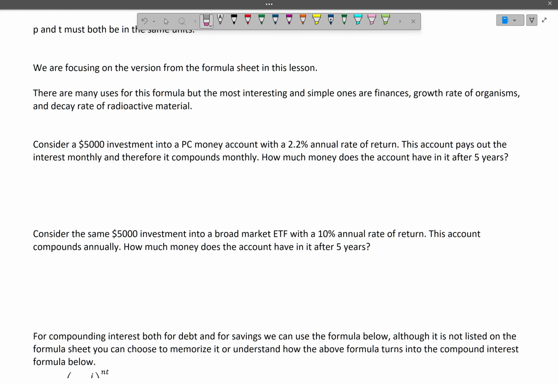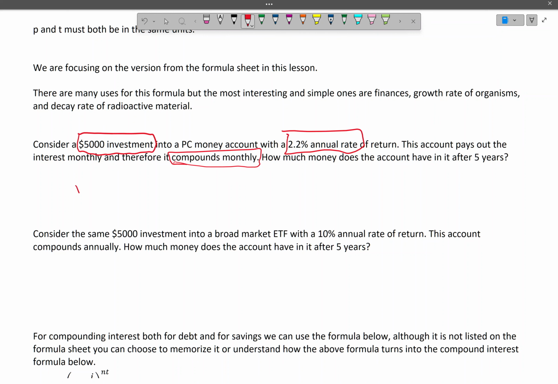Okay, so here we have a question. Consider a $5,000 investment into a PC money account with a 2.2% annual rate of return. This account pays interest monthly and is therefore compounded monthly. Okay, so this 2.2% is an annual rate, but it compounds monthly. And we start with a $5,000 investment. How much money does the account have in it after 5 years?